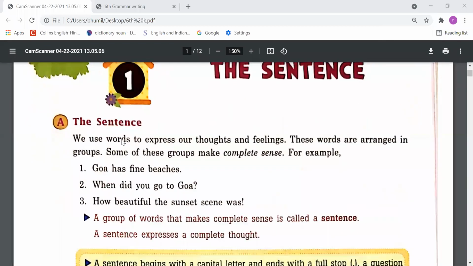We use words to express our thoughts and feelings. These words are arranged in groups. Some of these groups make complete sense. For example, Goa has fine beaches. When did you go to Goa? How beautiful the sunset scene was. A group of words that makes complete sense is called a sentence. A sentence expresses a complete thought.